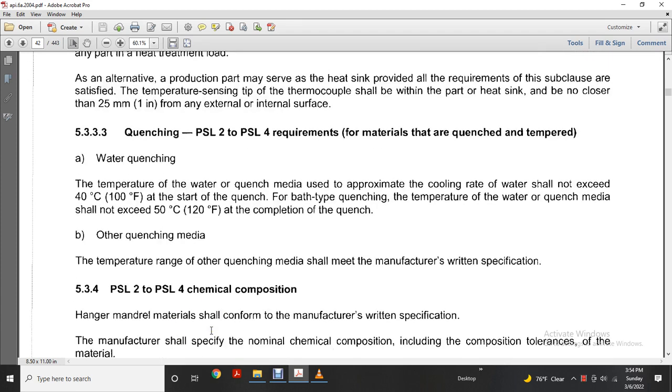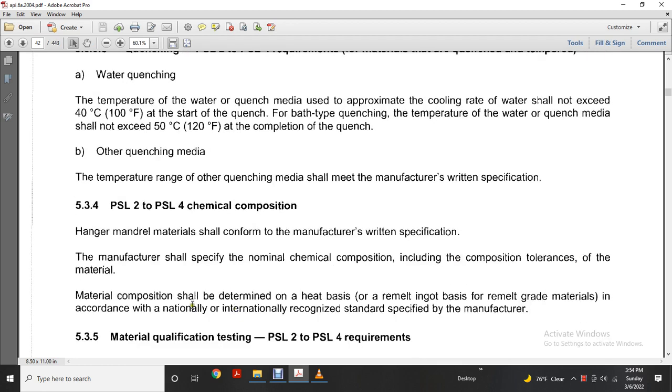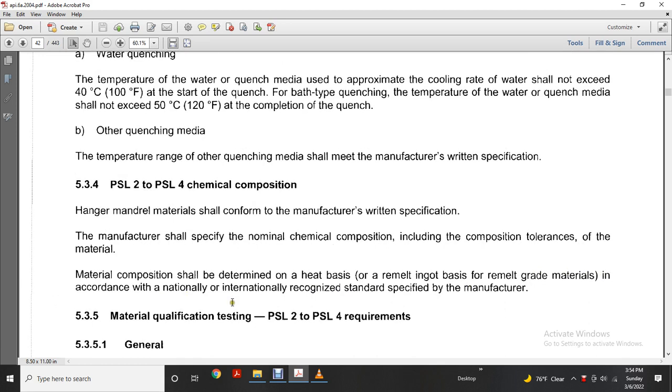Product specification level 2 to 4. Chemical composition: the body, bonnet, and hanger mandrel shall conform with the manufacturer's written specification, including composition tolerance of the material. The material composition shall be determined on a heat basis, or on the basis of the remelt ingot for remelt graded materials, in accordance with national or international recognized standards specified by the manufacturer.